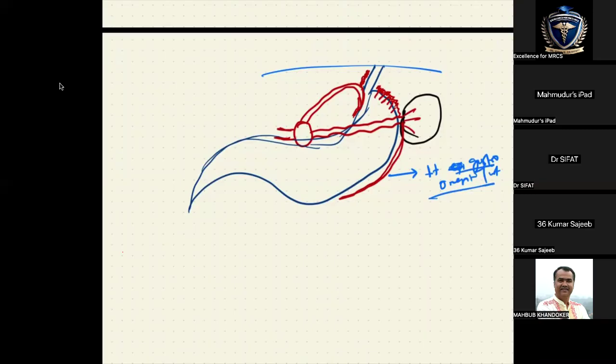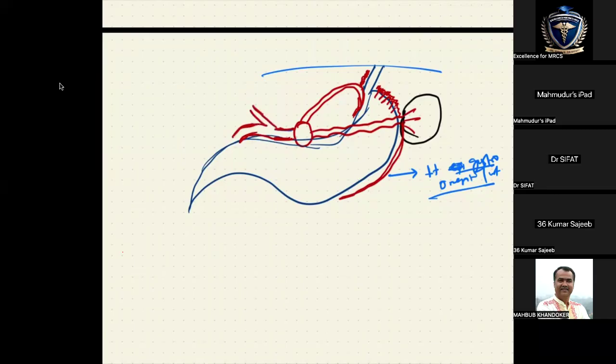Now come to the most important part. This is the common hepatic artery. Now the common hepatic artery is divided into two parts. This is called the gastroduodenal artery, and another one is called the hepatic artery proper.